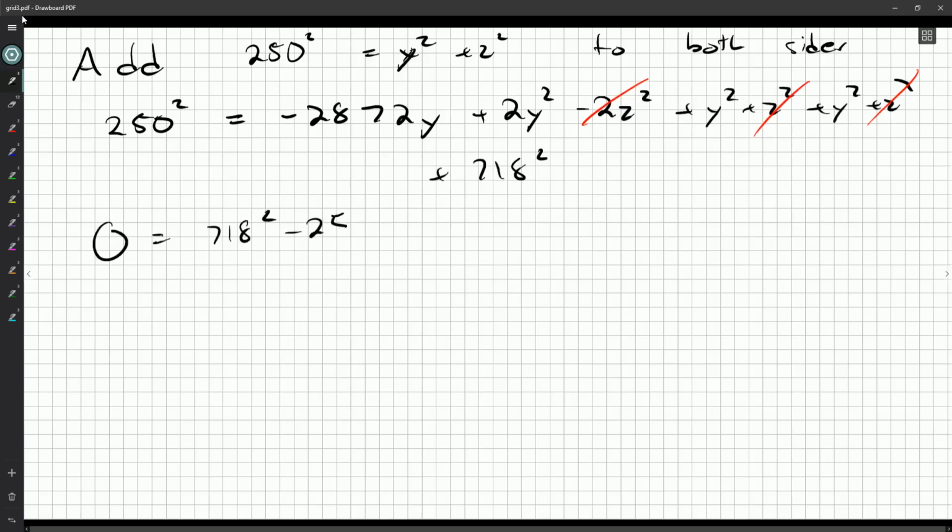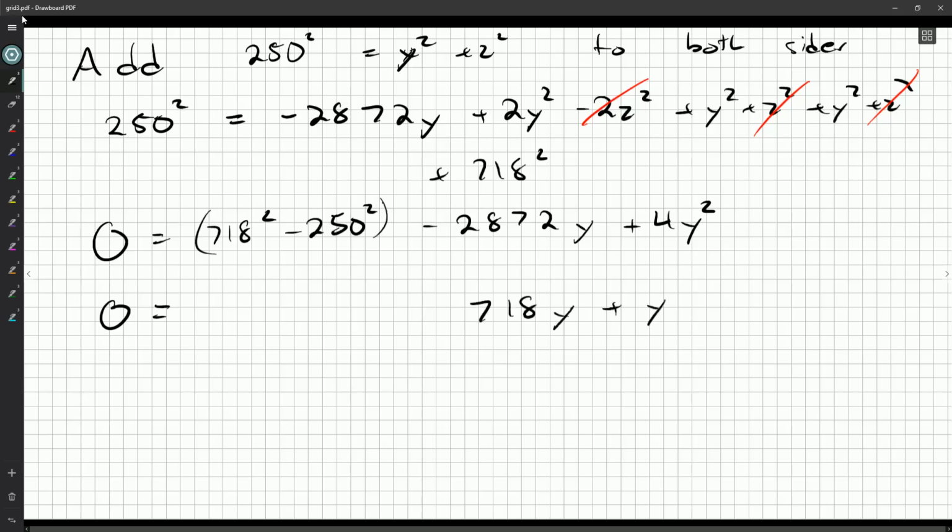718 squared minus 250 squared minus 2872y plus 4y squared. I can divide by 4 everywhere, so that makes me happy. Dividing by 4, we'll get 718y here, plus a y squared here. We'll get 359 squared here. And then minus 125 squared here. And that's a difference of squares.